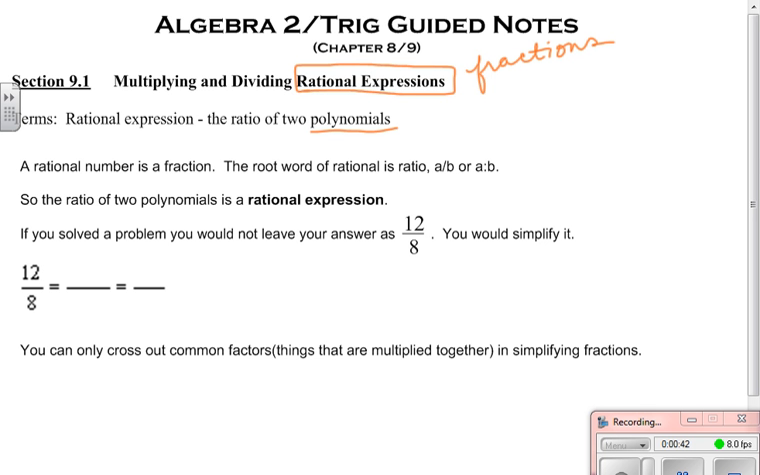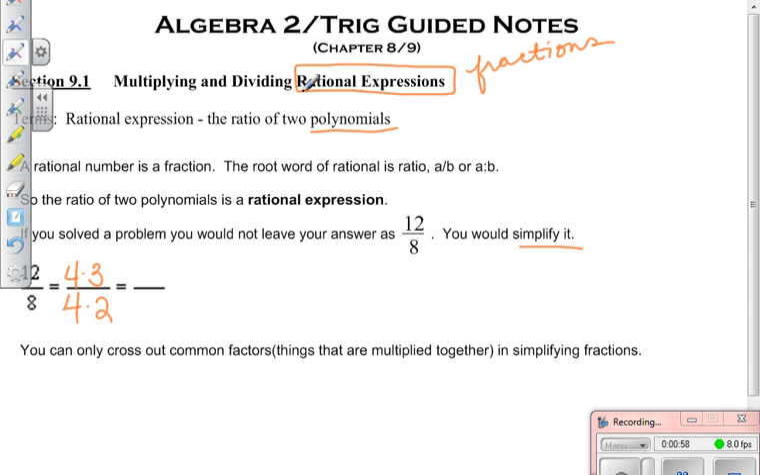If we had a problem like 12 over 8, we would always simplify it. So 12 over 8, if we think in the simplest form, what common factors? Well, I see 4 times 3, and I see 4 times 2. We know that 4 divided by 4 is 1, and that leaves 3 over 2. This is exactly the concept we are going to do, except now the things that we are going to be crossing out are going to be things like x plus 3 over x plus 3.